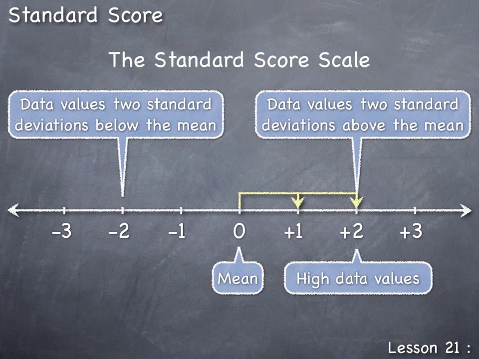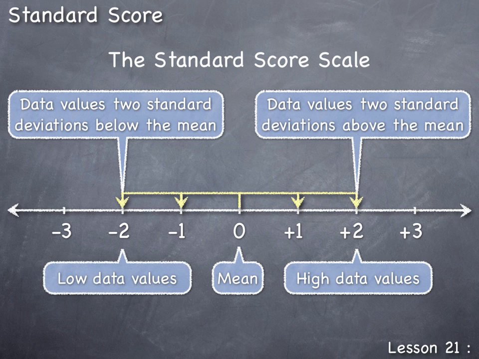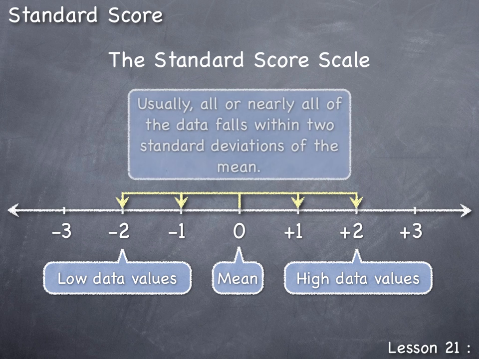One standard deviation below the mean is -1 on the standard score scale, puts you about the middle of the below average group of data. A second standard deviation below the mean puts you at a standard score of -2, which would take you all the way towards the end of the data, and that's typically where you'll find the lowest data values. So usually all or nearly all of the data values fall within 2 standard deviations of the mean.